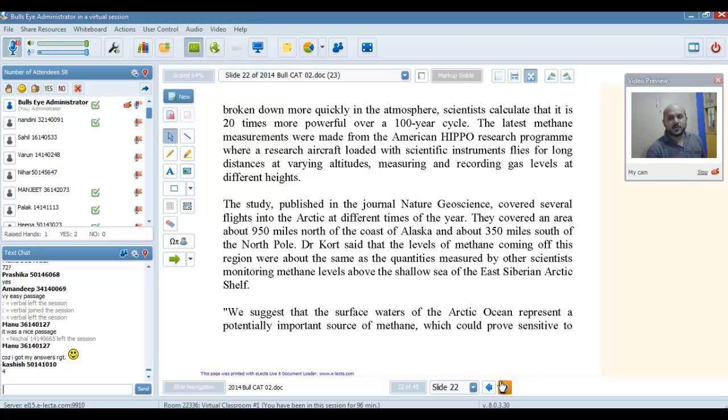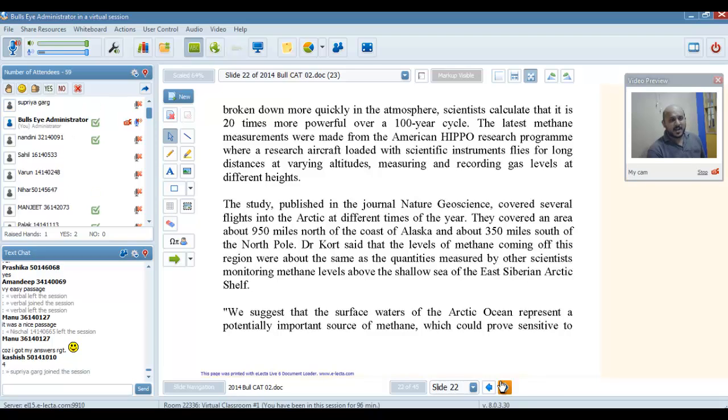It's always a good way of knowing whether the passage is easy or not. If you get the answers right, it's an easy passage.